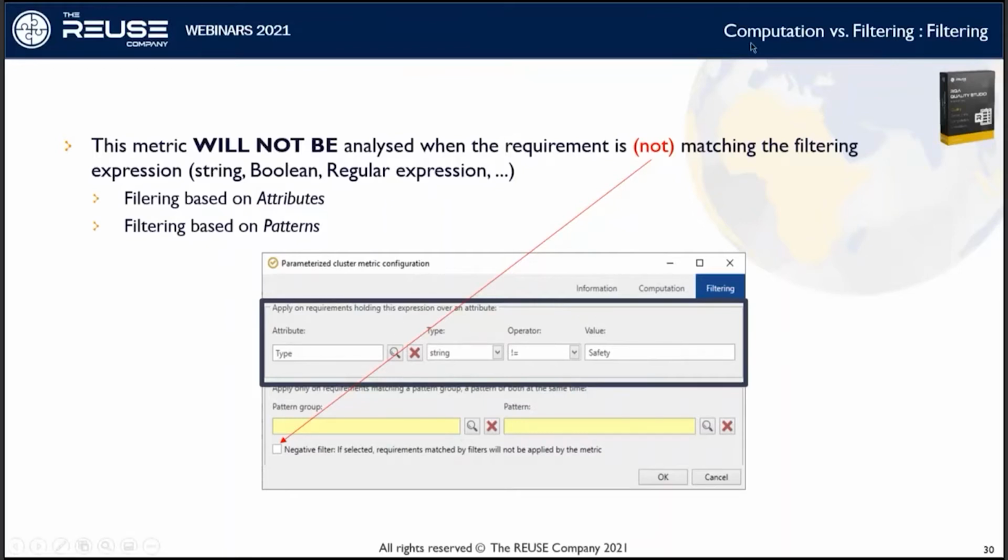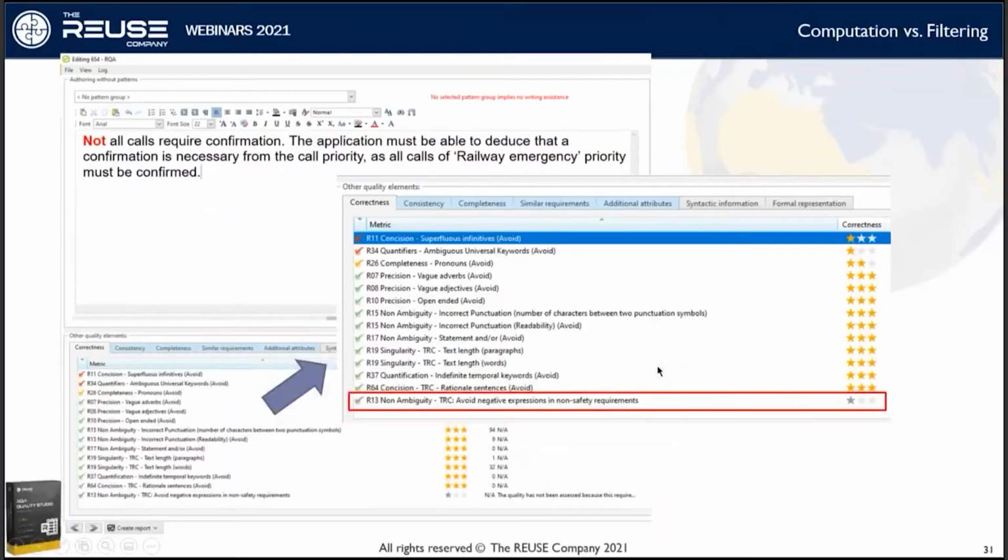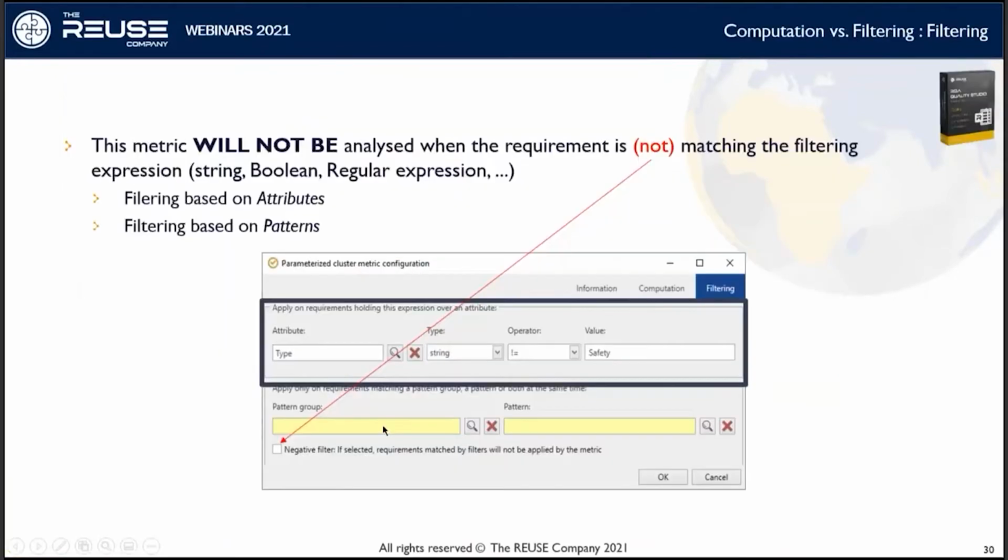And you see the color code is different than the computation when you don't check the metric. So basically, if you have a safety requirement like this one, it is not matching the filter. So I'm saying here, if I have a safety requirement, don't check. So this is the case here.